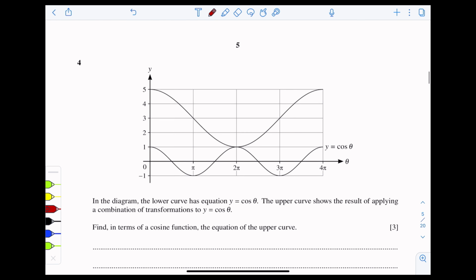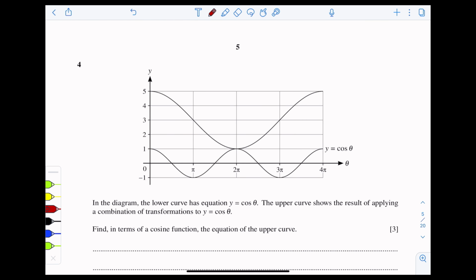Next question number 4 is, in the diagram the lower curve has equation y is equal to cos x. इस कर्व की इक्वेशन जो है लोअर कर्व है, इस कर्व की इक्वेशन हमारे पास है y is equal to cos theta. The upper curve shows the result applying a combination of transformation to y is equal to cos theta.